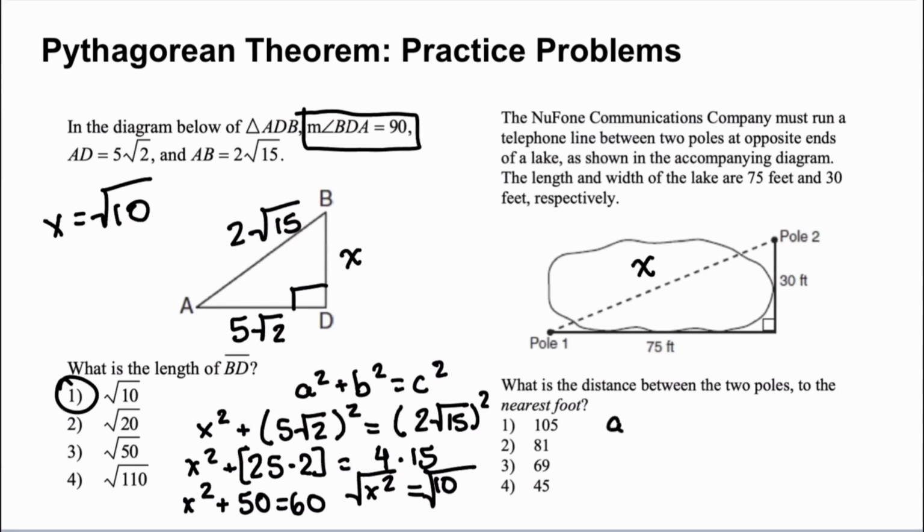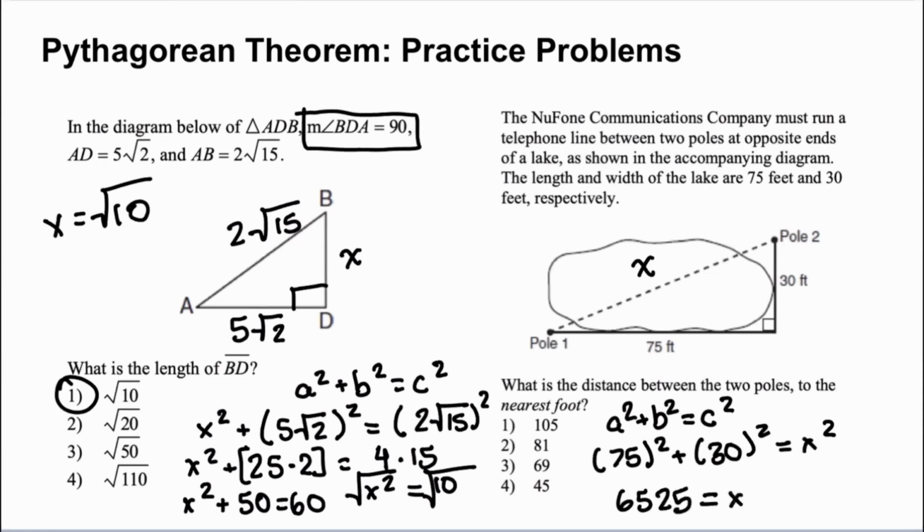So again, we have a squared plus b squared is equal to c squared. We're going to have 75 squared plus 30 squared is equal to x squared. And again, you have your calculator. So this left side is going to be equal to 6,525, all equal to x squared. We take the square root of both sides to undo that square, and you get that x is approximately equal to 81.2.